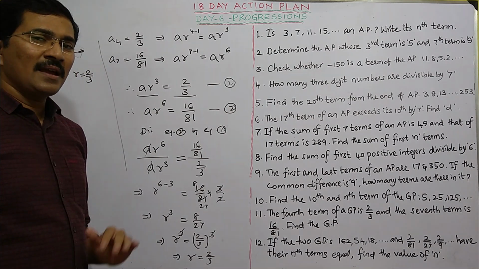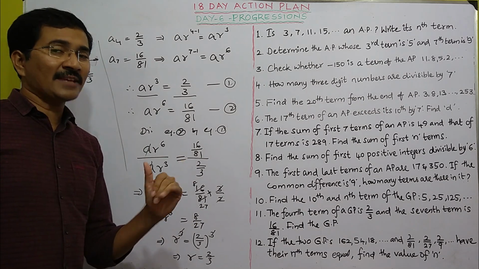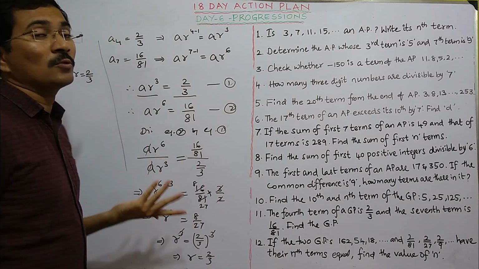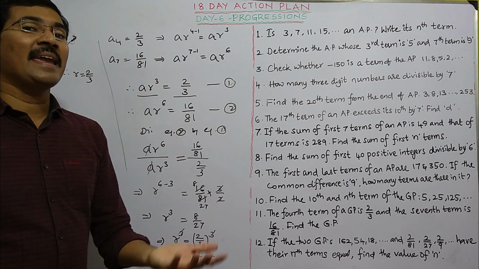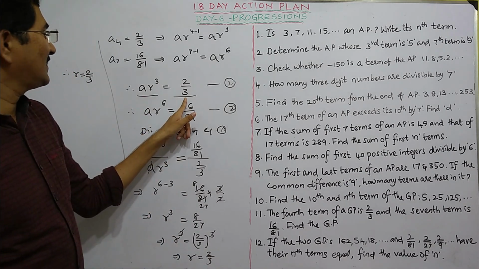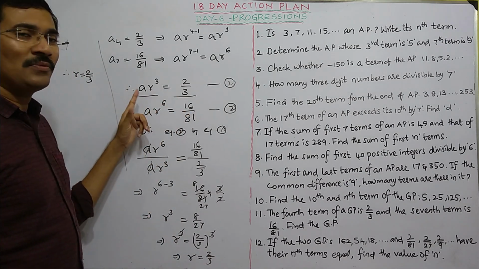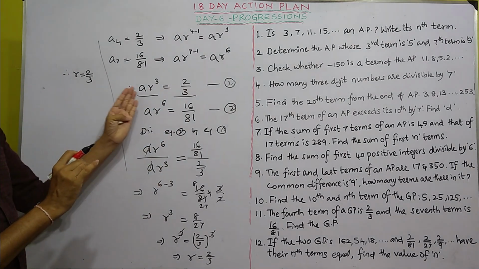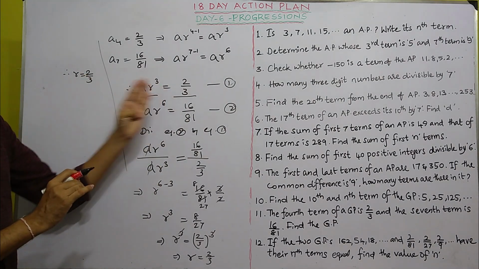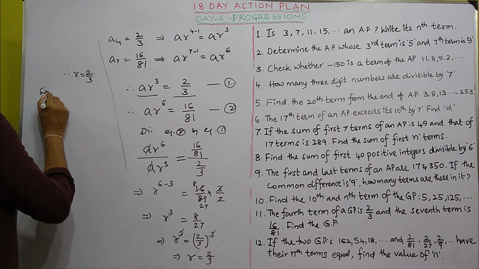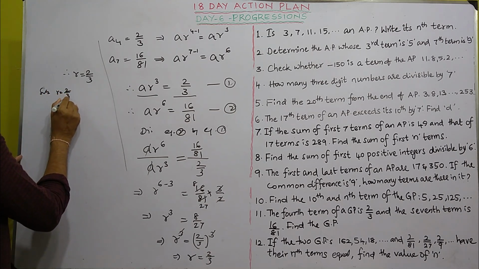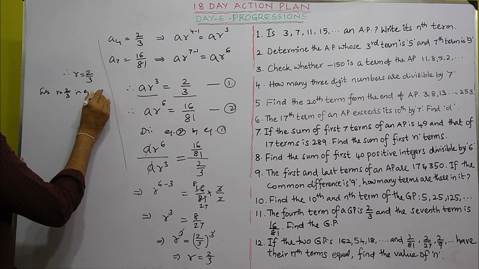Now what? As discussed, we should know both a as well as r. r is found, then how to find a? Simple, substitute the value of r in any of these equations and you will get the value of a. Let us see. Let me substitute r is equal to 2 by 3 in equation number 1.